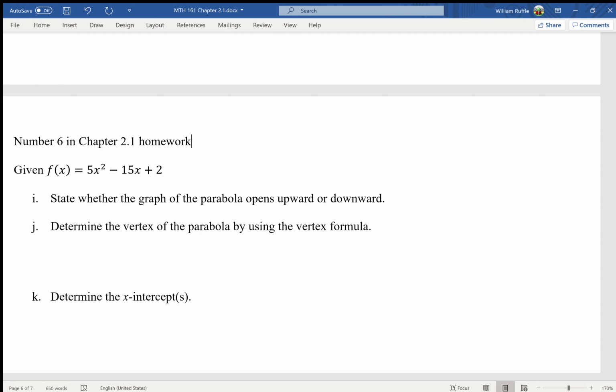All right. So state whether the graph of the parabola opens upward or downward. Well, that's a positive number to start, so it's got to go upward. Okay. Determine the vertex by using the vertex formula. Now the vertex formula, x is equal to negative b over 2a. So in this case, it'd be negative negative 15 over 2 times 5, which is positive 15 over 10, which reduces to 3/2. So my x value is 3/2.